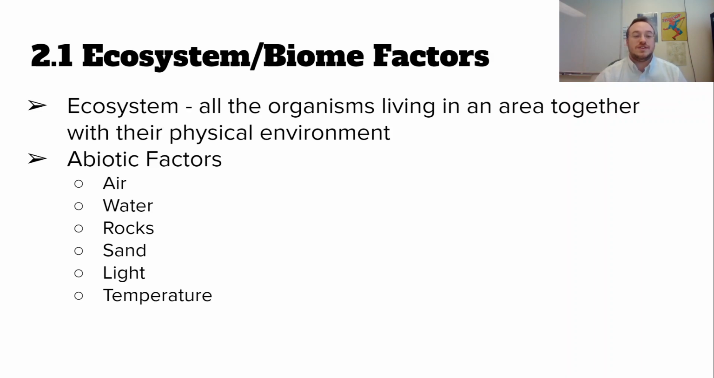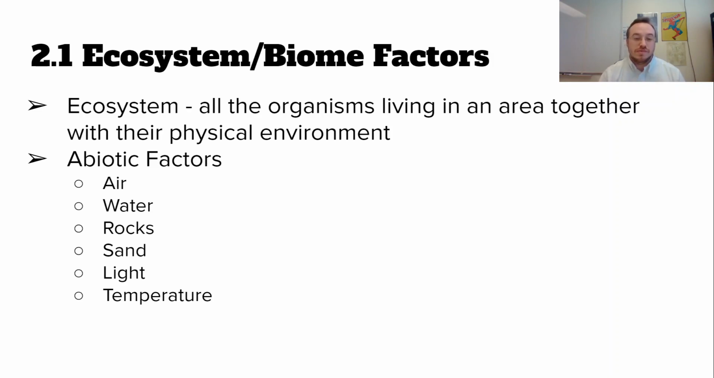And we've got two factors to talk about, abiotic and biotic factors. As you probably learned last year in biology, bio means life. So abiotic means not living. The A there means not, in this case. So non-living factors that we might consider when talking about an ecosystem or a biome are the air, the water, the rocks that are present or sand, as well as the light that the environment receives and the temperature.